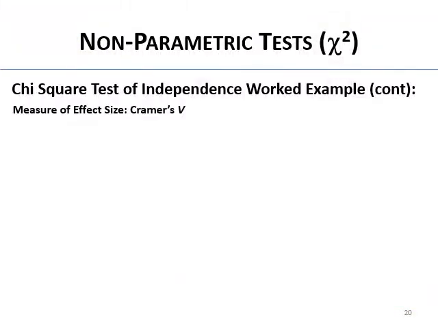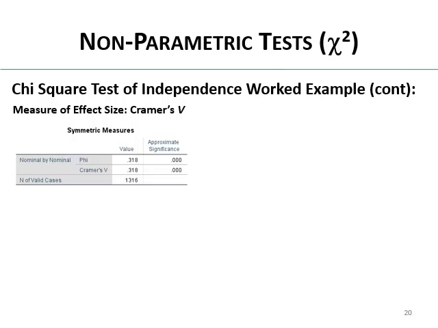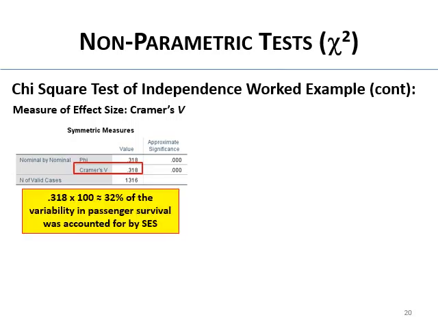So our measure of effect size is Cramér's V, and it comes right on the output. There it is, 0.318. And if you just multiply it by 100 and round it, it's roughly 32% of the variability in survival that was accounted for by the passengers' SES on the Titanic. It's real data, by the way.